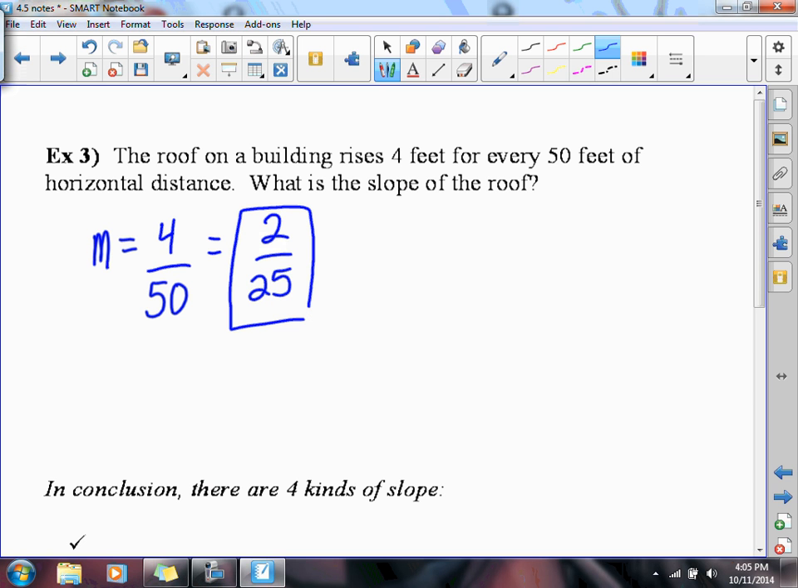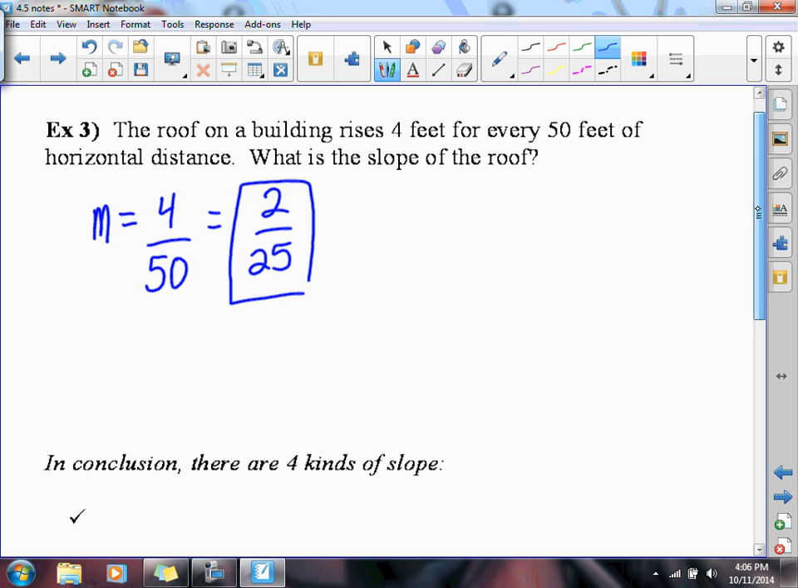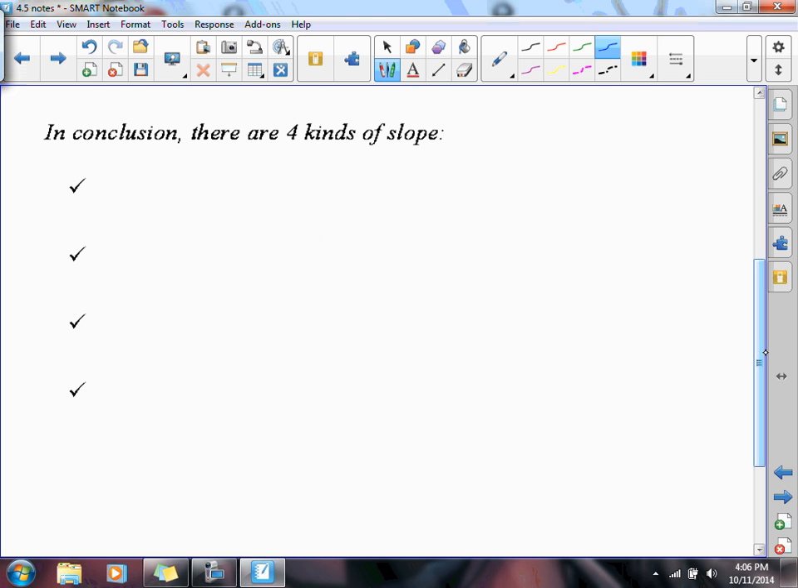And they don't really call a slope of a roof slope. They call it pitch. So if you're familiar with that construction term, that's what slope is in construction terms. They don't call it slope, they call it pitch, the pitch of a roof. Okay? So you will see some word problems like that in your homework as well. And remember, we talked about there being 4 kinds of slope in our last example. You can have positive slopes, you can have negative slopes, you can have a slope that's 0, or you can have a slope that is undefined. So you're going to see all 4 of those in your homework tonight.